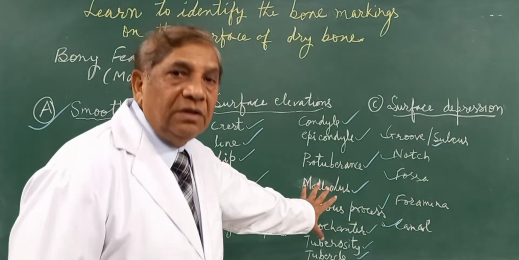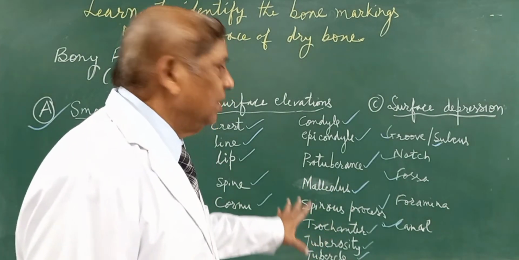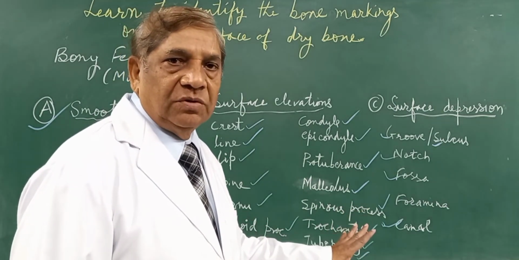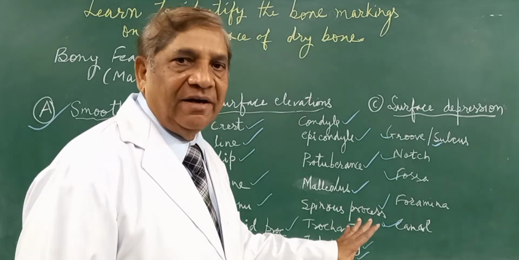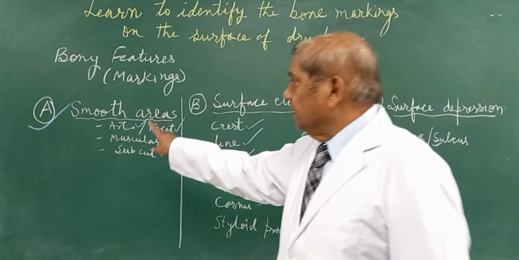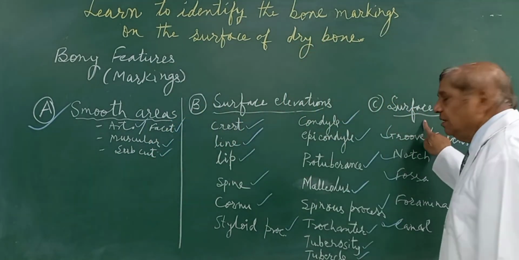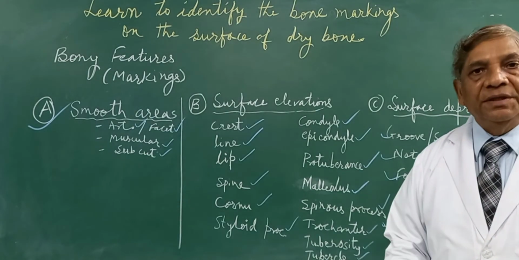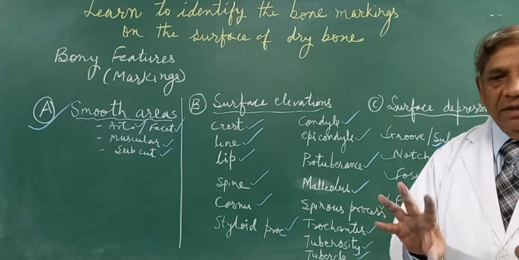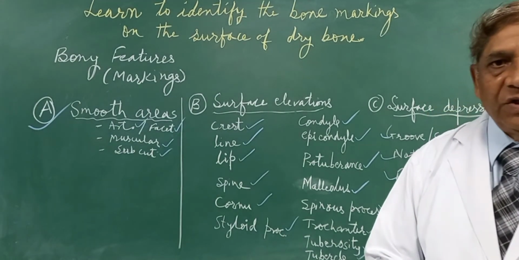So what you learned today are the bony features. I know that you must be utterly confused, but don't worry, gradually you will learn it. Sit with the bones, or with the help of diagrams in the initial stages, and try to follow this. There are three categories of bony markings: smooth area, surface elevation, and surface depression. Without learning this, you will not be able to understand the general features of the bone. Thank you very much for watching this video.